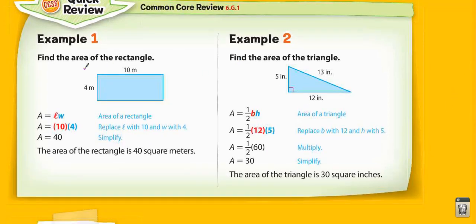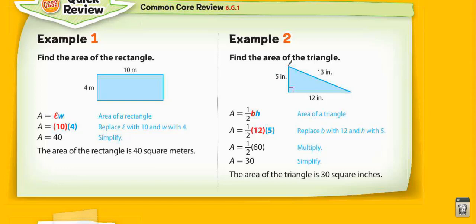So area of a rectangle is length times width. So in the case of a 10 and a 4, you do 10 times 4 is 40. And those are always in square units. Anytime you're doing area, you're doing square units. For a triangle, it's base times height, and you divide it by 2.